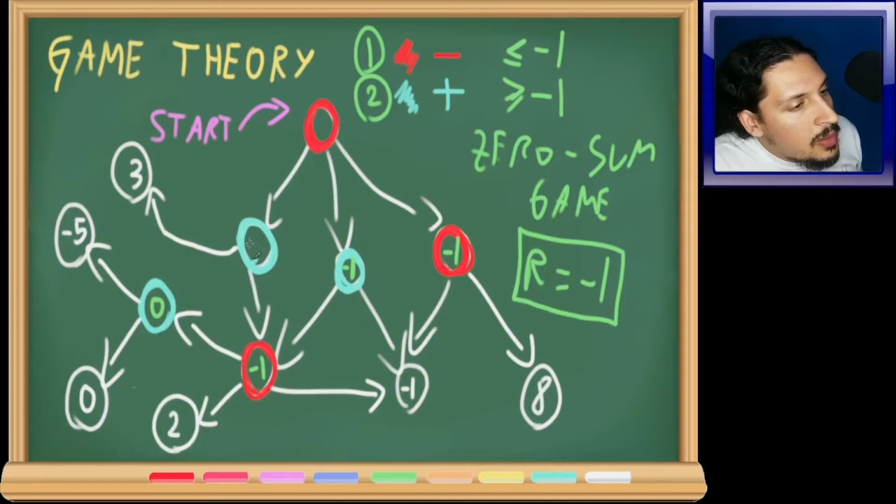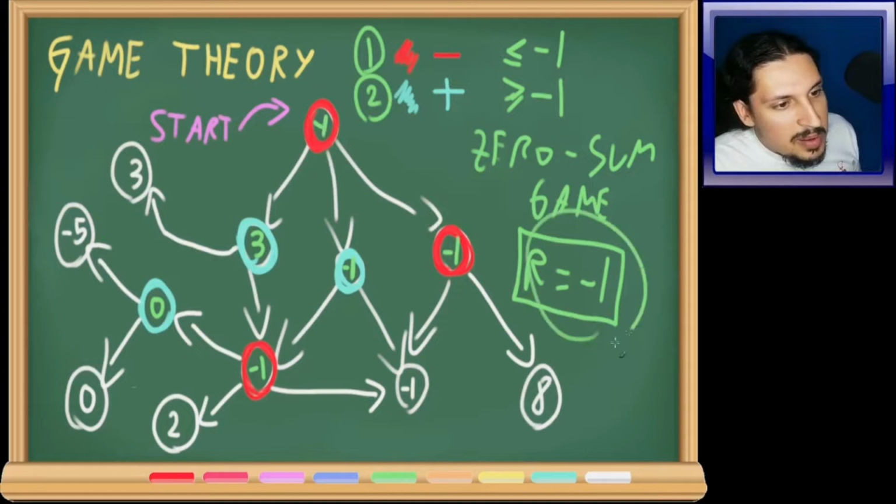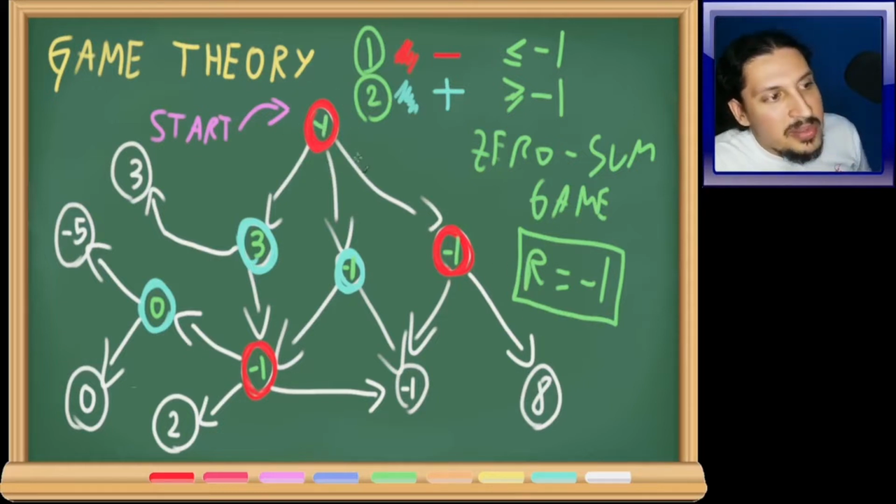Here we also have... here we have 3 because we would prefer this one. And from all of these results, the most negative is actually -1. So that is why -1, as I said, is the actual result of this game.